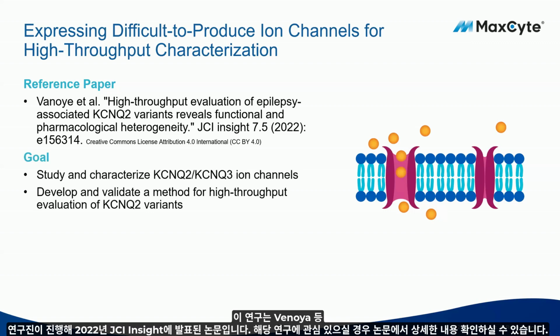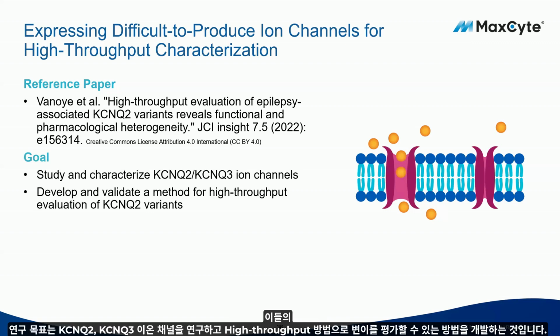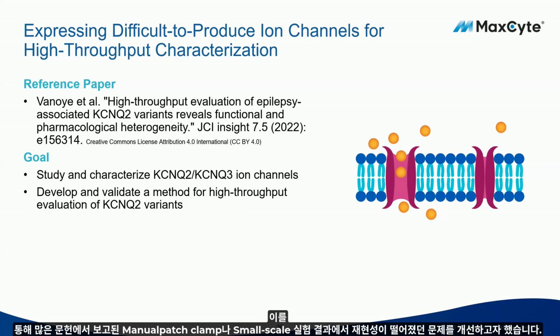And so their goal was to study and characterize KCNQ2, KCNQ3 ion channels, and also develop and validate a high throughput method for evaluating these variants, because a lot of the literature used manual patch clamps or did smaller scale experiments, and it was sometimes inconsistent between studies.